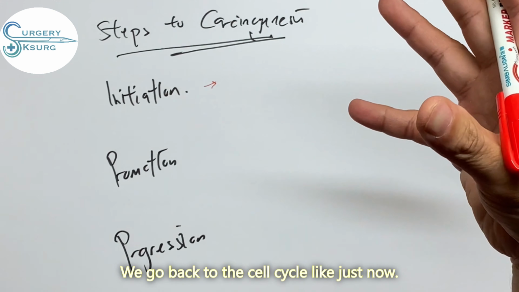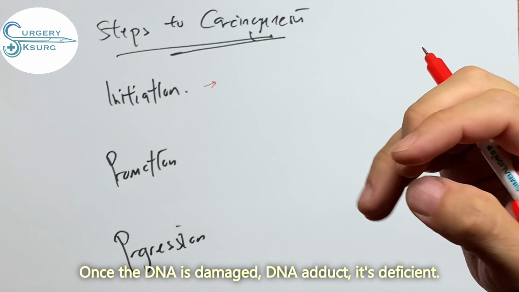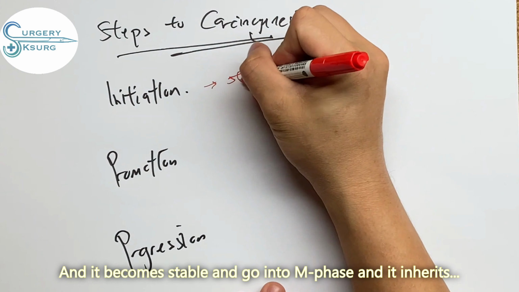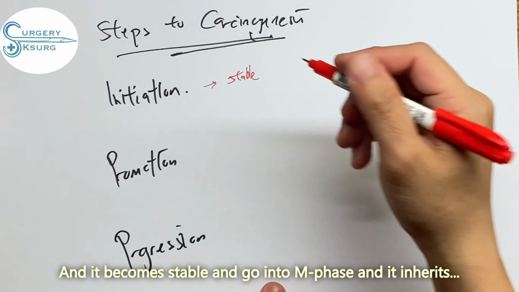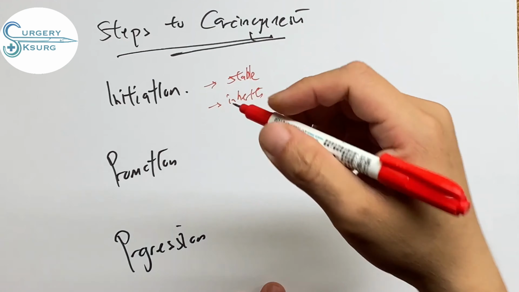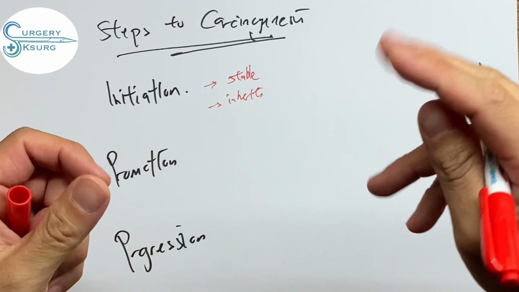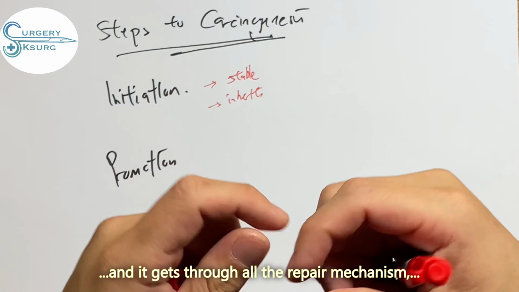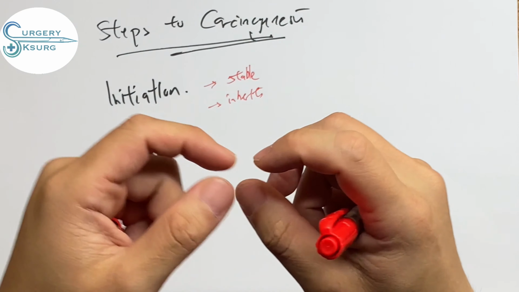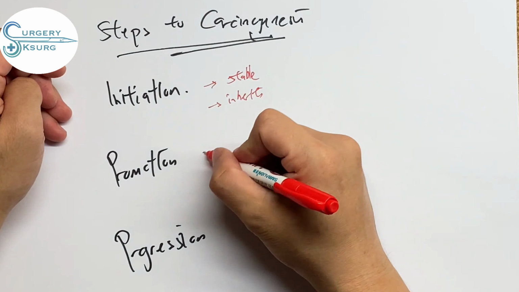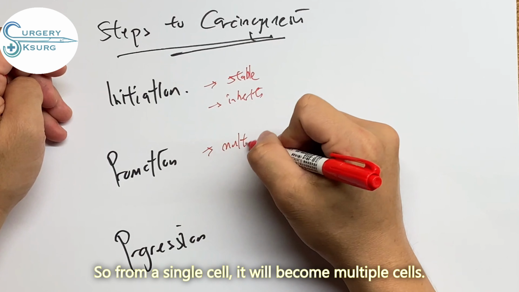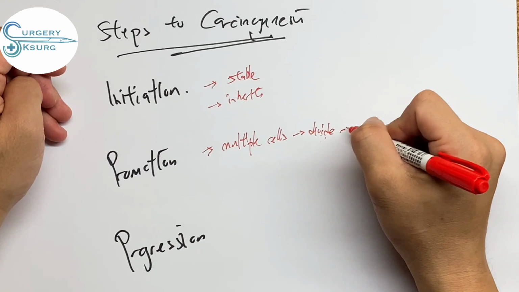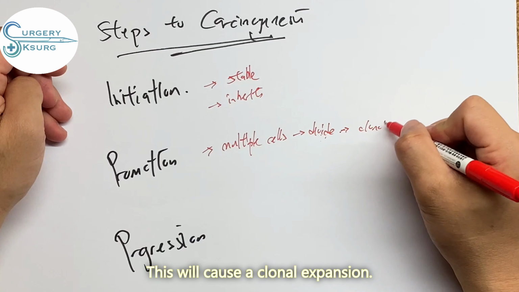We go back to the cell cycle just now. Right. Once the DNA is damaged, the DNA adapts, is deficient, and it becomes stable and goes into M phase, and it inherits into the cell lineage. So imagine from the previous video, the one cell that is deficient and gets through all the repair mechanisms, and now it will go into promotion. So from the single cell, it will become multiple cells, and it further divides, and this will cause a clonal expansion.